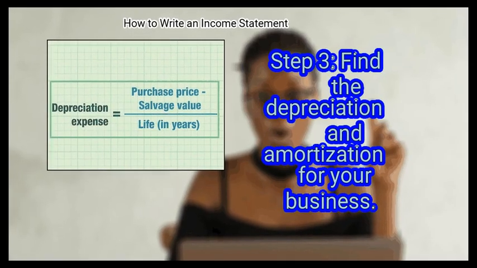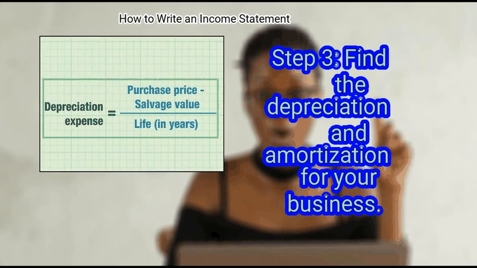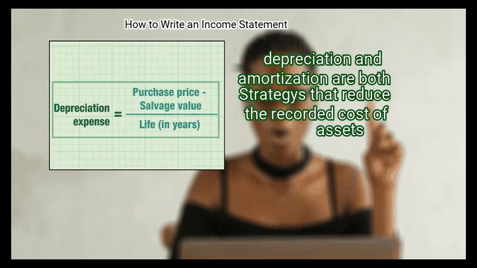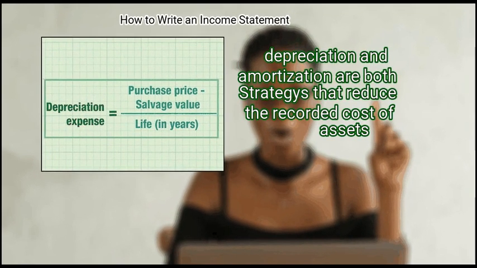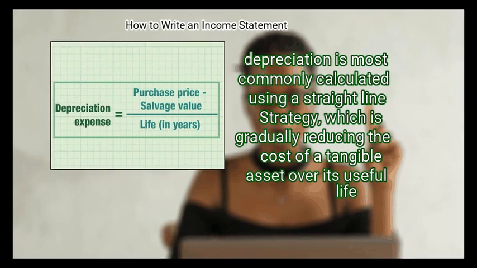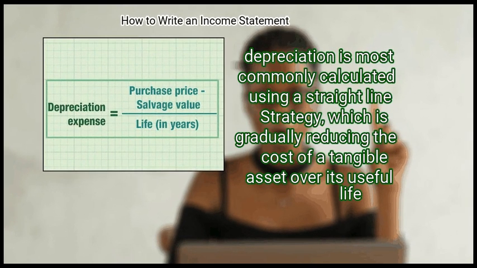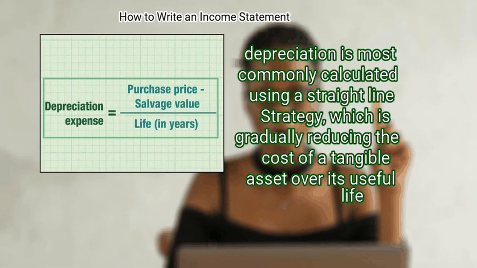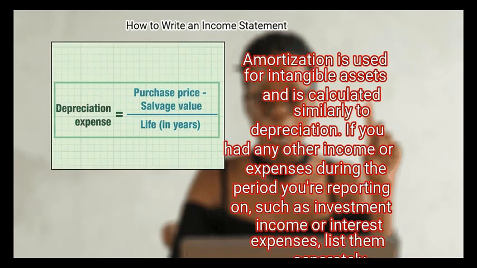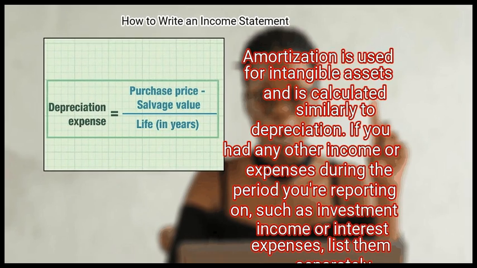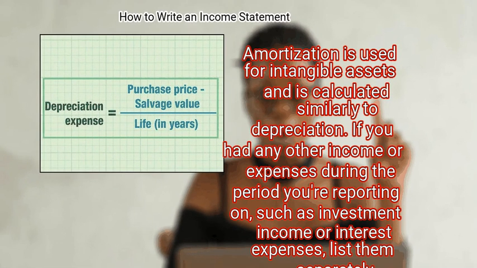Step 3. Find the depreciation and amortization for your business. Depreciation and amortization are both methods that reduce the recorded cost of assets. Depreciation is most commonly calculated using a straight line method, which is gradually reducing the cost of a tangible asset over its useful life. Amortization is used for intangible assets and is calculated similarly to depreciation.